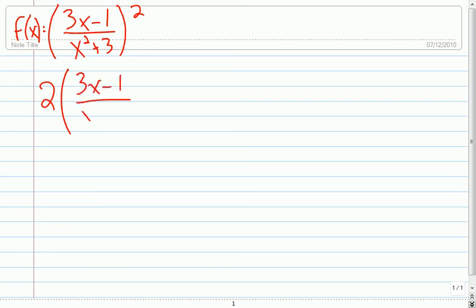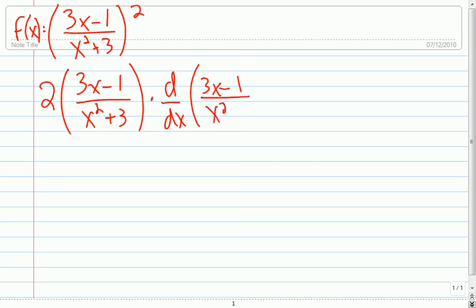So f of x is going to be 3x minus 1 over x squared plus 3. Is that correct? Have I written it down right? Yeah. Okay, so to take the derivative here, the chain rule is the outside one that's affecting everybody. I'm going to have to take the chain rule first. So that'll be 2 times 3x minus 1 over x squared plus 3. And it'll be times the derivative of 3x minus 1 over x squared plus 3.